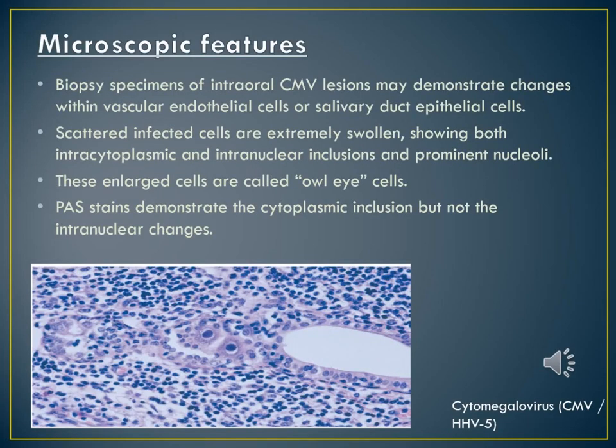Microscopic features of cytomegalovirus infection. Biopsy specimens of intraoral CMV lesions may demonstrate changes within vesicular endothelial cells or salivary duct epithelial cells. Scattered infected cells are extremely swollen, showing both intracytoplasmic and intranuclear inclusions and prominent nucleoli. These enlarged cells are called owl-eye cells. PAS stains demonstrate the cytoplasmic inclusion, but not the intranuclear changes.